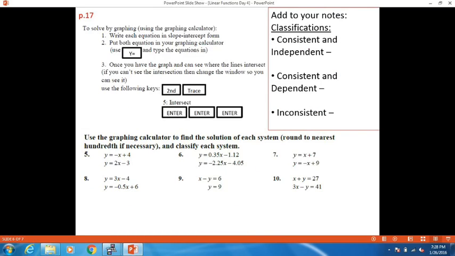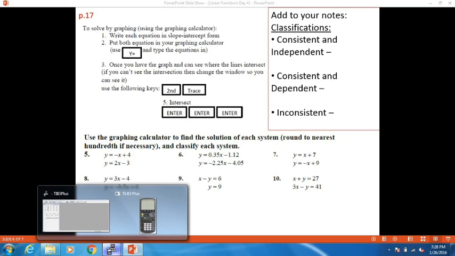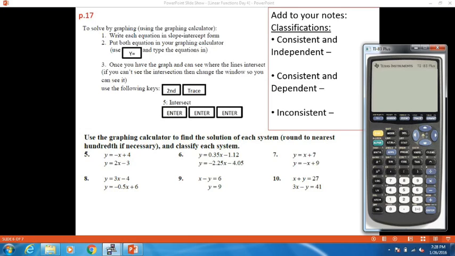Now, everybody wants to know, how can I use the graphing calculator to make this so much easier for myself? And it's going to be very easy. So let's pull up our graphing calculator here. First, let's make sure the graphing calculator is on. Once your equation is in slope-intercept form, you can simply go to the y equals menu, and you can type in both of your equations.